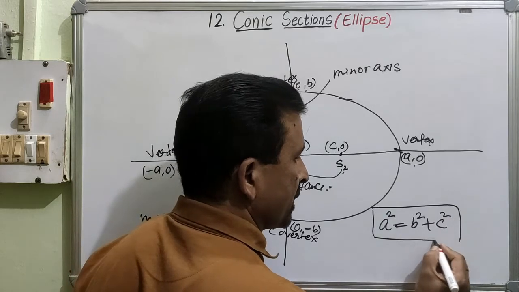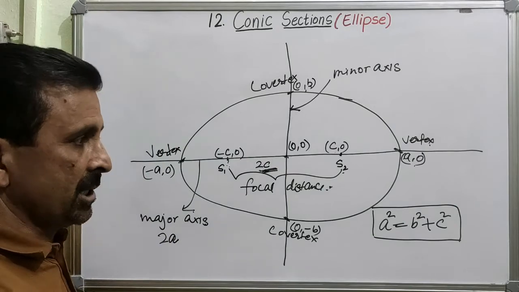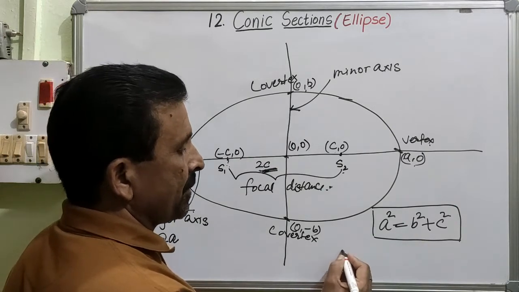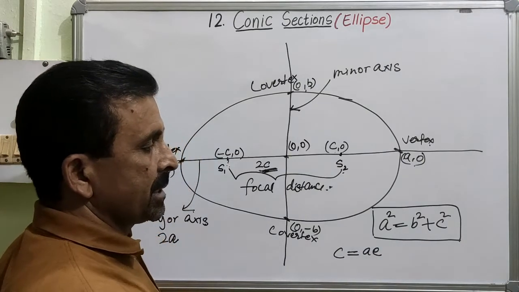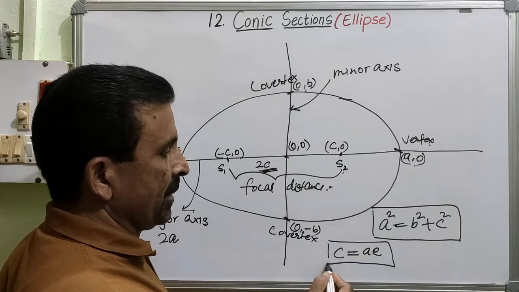You can take a note of this relation. a² = b² + c². Whereas c = ae. This is another very important result that we need to keep in mind, right?